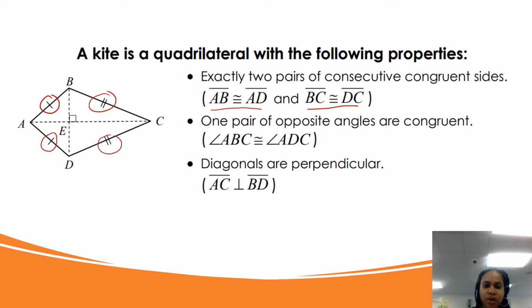It also has one pair of opposite angles that are congruent. And so the opposite angles that are congruent would be here, ABC and ADC. So right here, these angles are congruent. And diagonals are perpendicular, so they intersect at that right angle. So AC is perpendicular to BD, so we can see that right here. All right. So now using that information, let's try some practice problems.